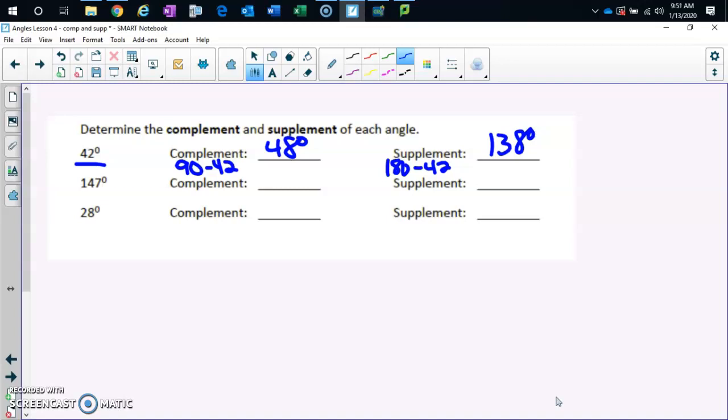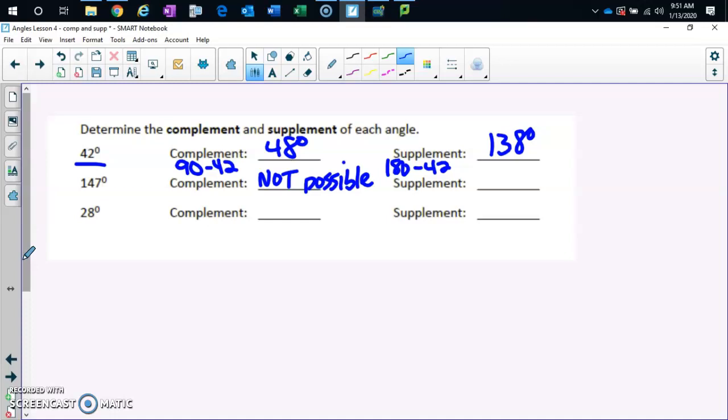Complement of 147. What do complementary angles add up to? 90. Is it possible to have a complement? No, not possible. Why? Because that angle is already more than 90. You can't add, there's no such thing as negative degrees, right? How would you draw a negative degree angle? It's impossible. It's like a black hole.